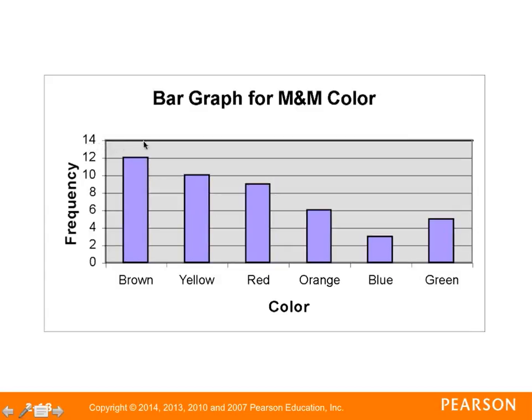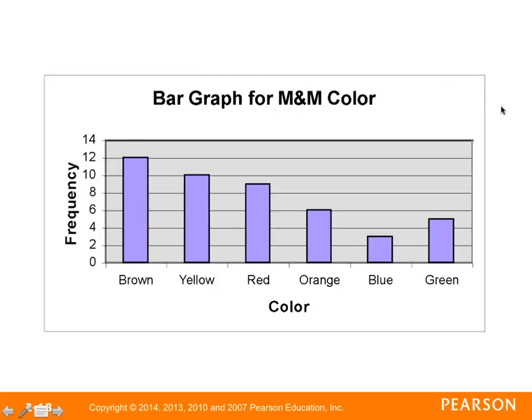We normally don't like a bar to end at the top of the graph, so we'd like to leave a little bit of room there. And then you'll see these are all equally spaced. We don't skip any numbers. Our bars are equal widths, and then the heights represent the frequency. So you can see from here that we had 10 yellow, which we already knew we had. And you'll see there's a nice title here, bar graph for M&M color.